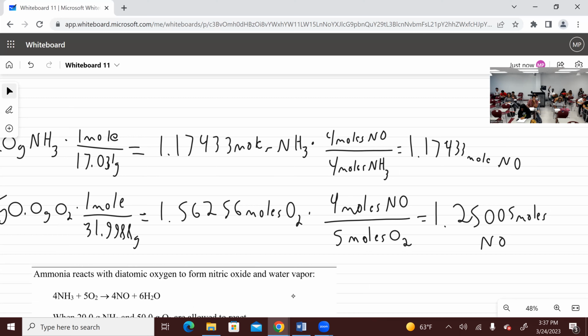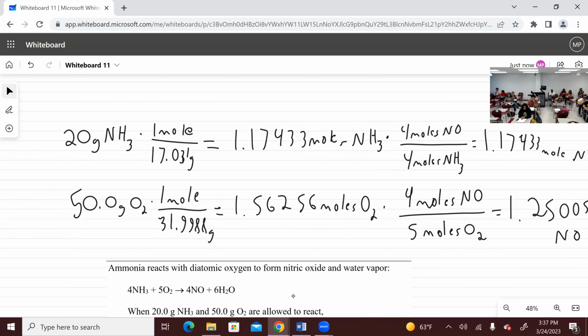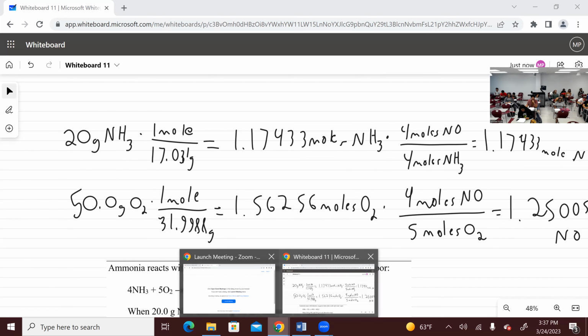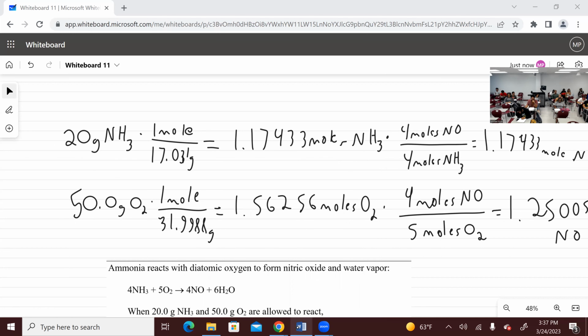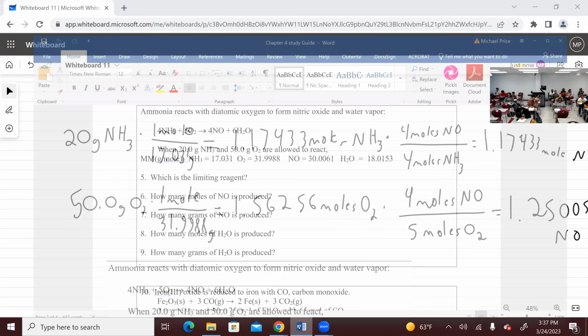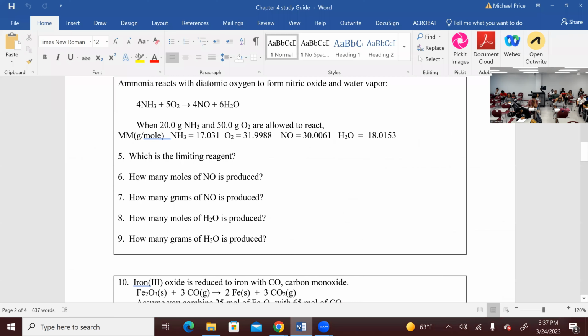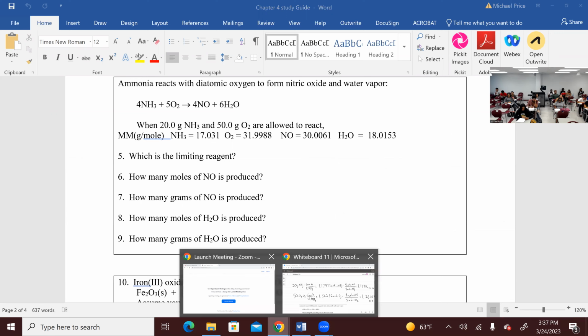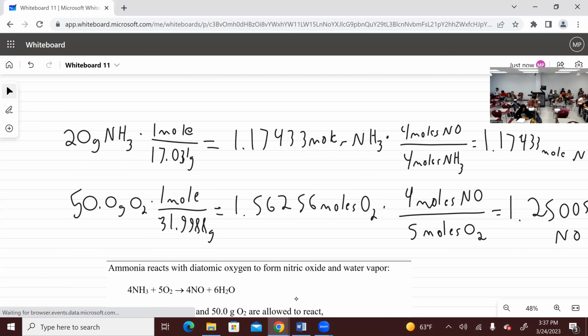Okay, so what is my limiting reagent? Is it ammonia or is it oxygen? It's ammonia. Ammonia is my limiting reagent. So they asked for the limiting reagent, it's ammonia, then they asked for how many moles of NO are produced. We just found it. All we got to do is pick the smaller number. 1.17 moles of NO produced, right?